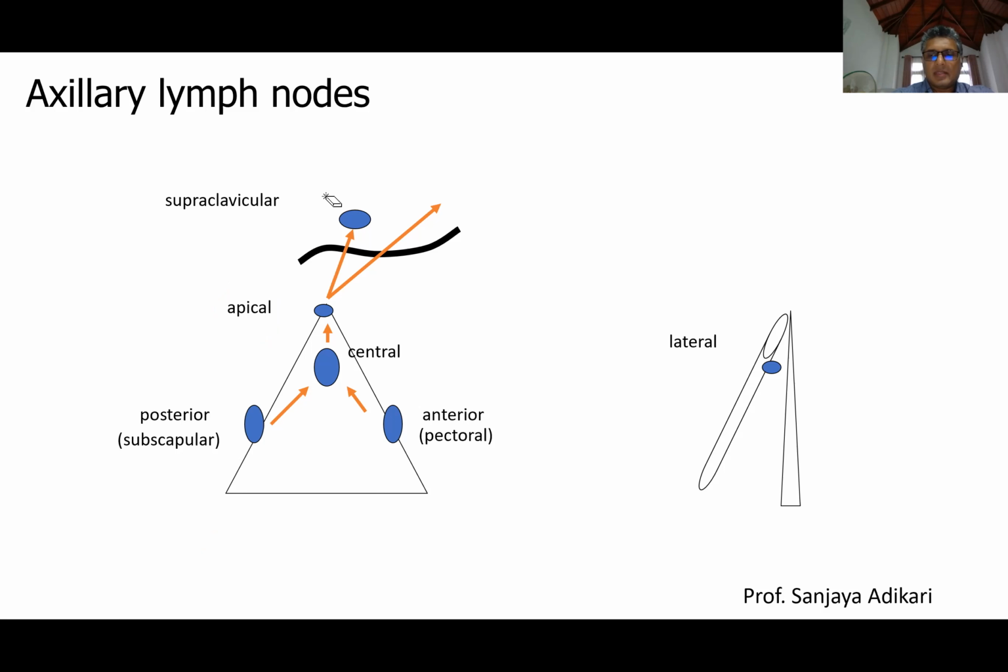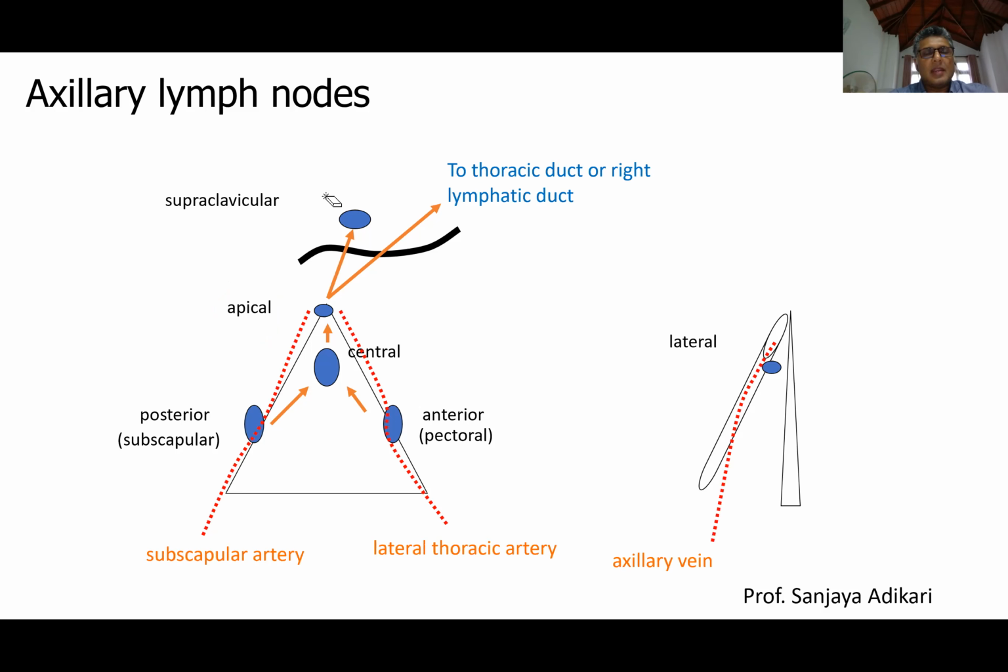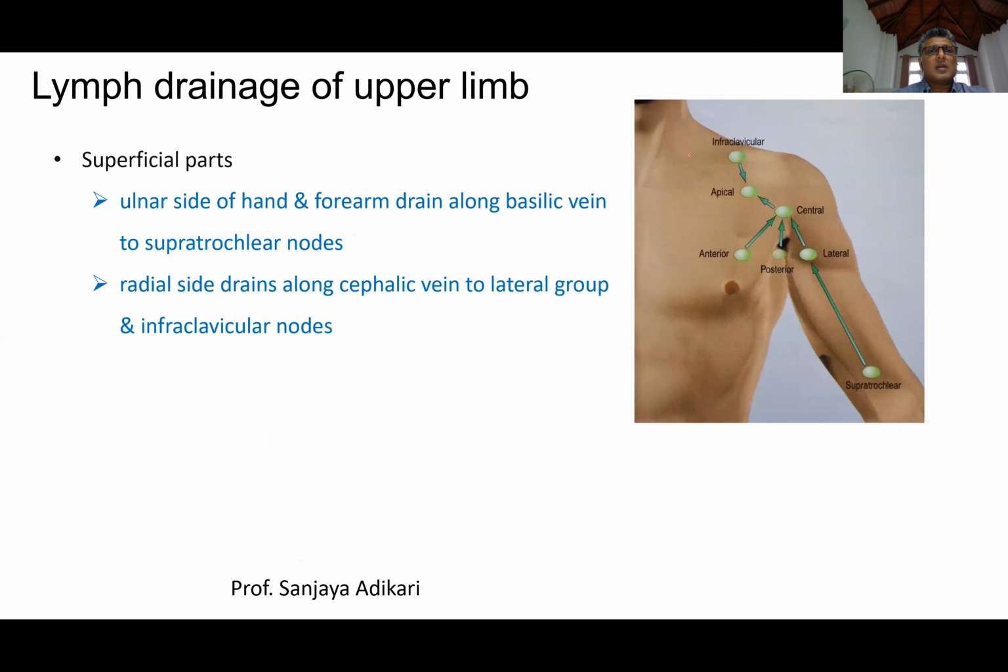Then the other point is that these nodes, the anterior nodes, are along the lateral thoracic artery, and the posterior subscapular group is along the subscapular artery, and the lateral group is along the axillary vein. And here also you can see that from the apical nodes they go into supraclavicular nodes, and from there into the right lymphatic duct, or directly from the apical nodes they can go into the right lymphatic duct if it is the right side, and if it is the left side they will go into the thoracic duct. So that is the basic arrangement of axillary nodes.